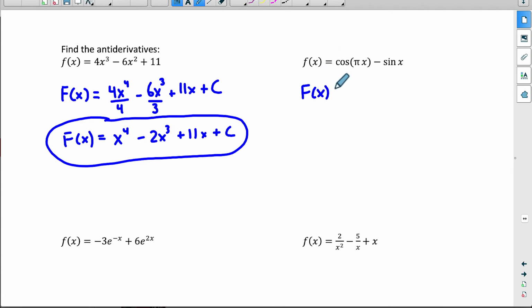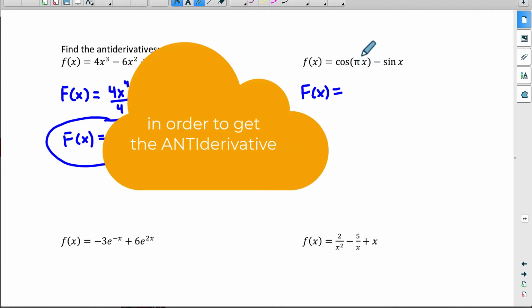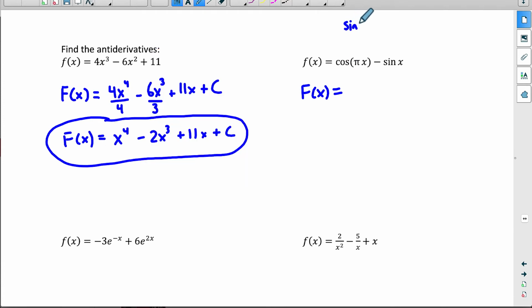We need to take the antiderivative of cos pi x. If you look back at the previous page, it tells us that the antiderivative of cos kx is sine kx over k. Well, in this case, the k is pi. So we're going to have sine pi x over pi, minus.